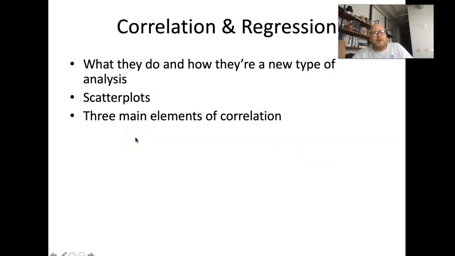Just as a basic introduction, we need to look at graphs like the one you saw on that previous slide. Those are called scatter plots. And then there are 3 elements of correlation that we need to think about in order to analyze them. So we're not calculating anything right now. We're just going to get used to the ideas.